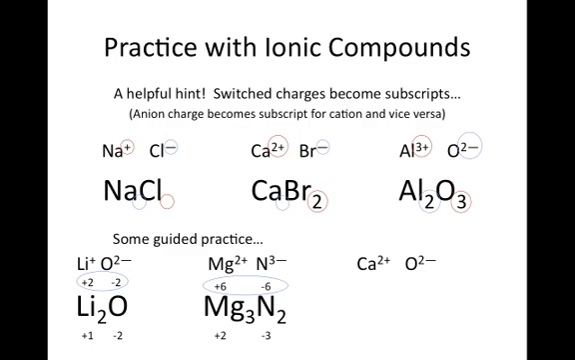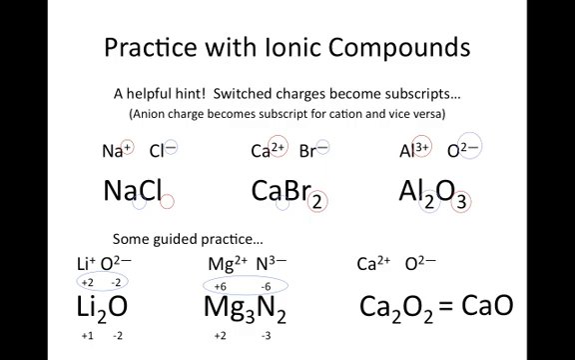We need to switch the charges and make them the subscripts. We come up with this, but we see that it can be simplified by dividing both subscripts by 2. This, as it is listed here, Ca2O2, is not correct. We must reduce it to the simplest form to get CaO.